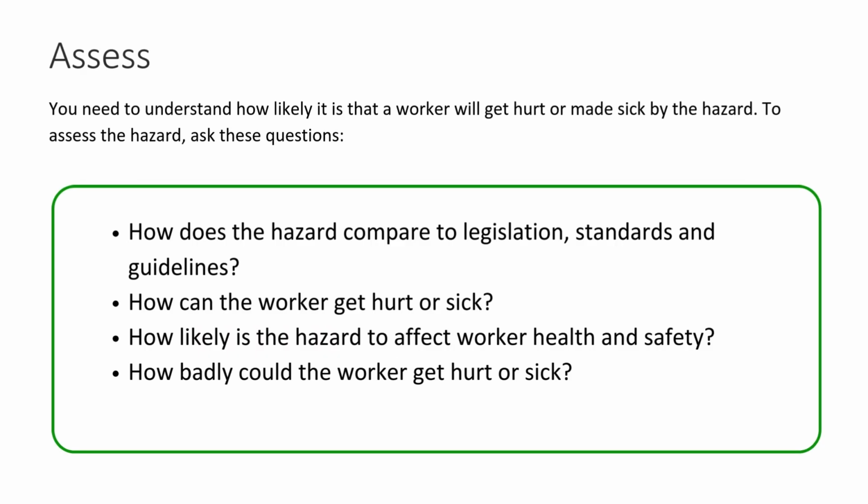Assess. You need to understand how likely it is that a worker will get hurt or made sick by the hazard. To assess the hazard, ask these questions. How does the hazard compare to legislation, standards, and guidelines? How can a worker get hurt or sick? How likely is the hazard to affect worker health and safety? How badly could the worker get hurt or sick?